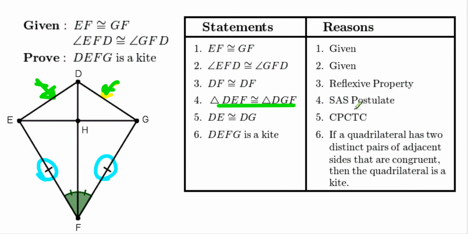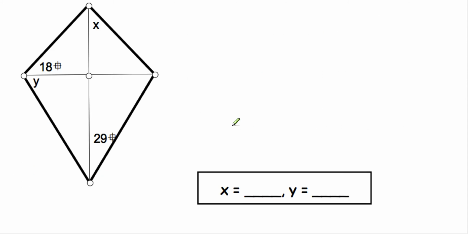As you can read from here, we can say that SAS, middle side being reflexive. That tells us that these two triangles are congruent. That tells us the other sides will be congruent. Then by the definition of kite, we should be able to prove that. And you can look through this one just a little bit more later. Let us look at a few questions together.